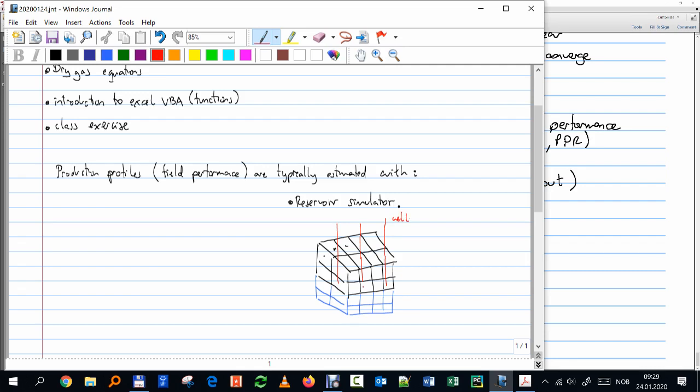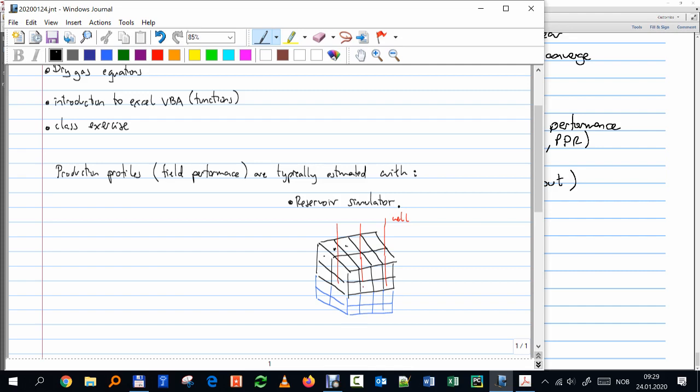Has anyone had a course on reservoir simulation? So what kind of condition do you specify on the well? Bottom hole pressure, and also flow rate.